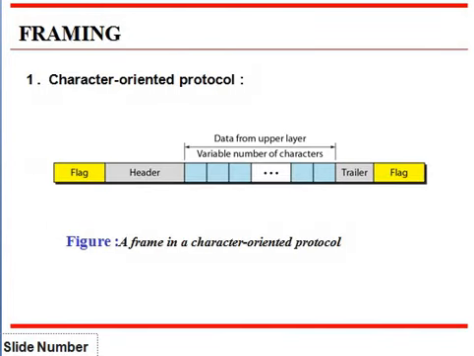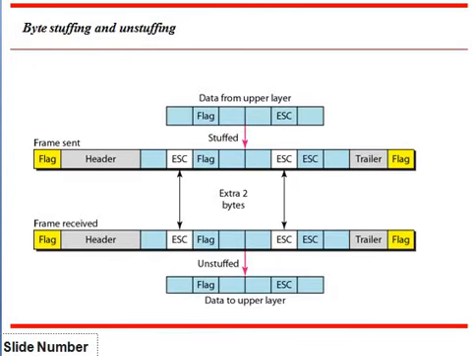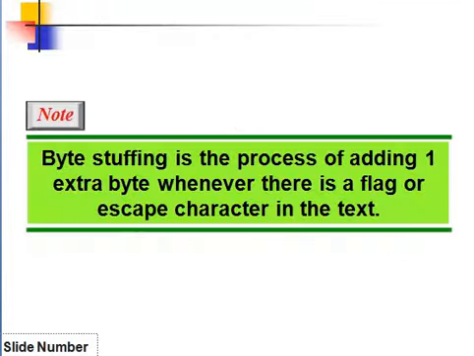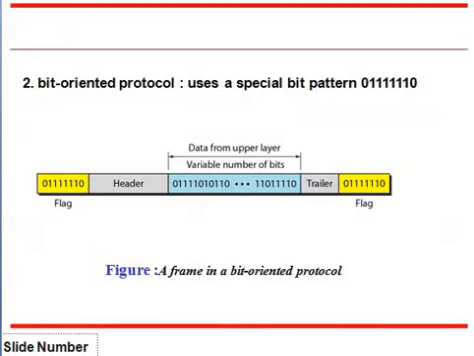In the character oriented approach, the frame format is like this. We take a variable number of characters from the upper layer and the process continues in the character oriented protocol. Here we study byte stuffing and unstuffing. In byte stuffing, it takes data from the higher layer and we add extra bits in order to unstuff the byte. For example, byte stuffing is a process of adding 1 extra byte whenever there is a flag or escape character in the text.